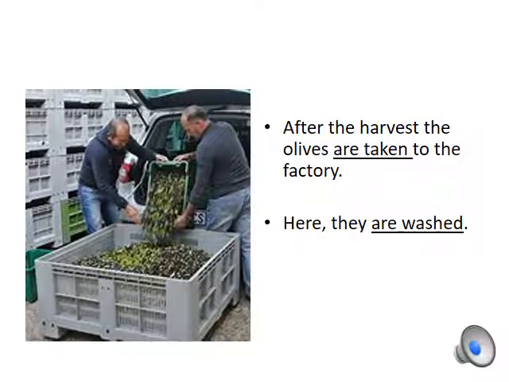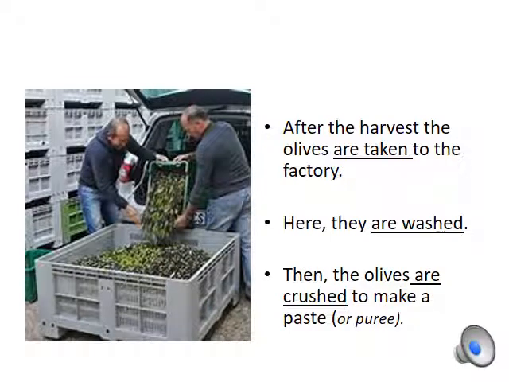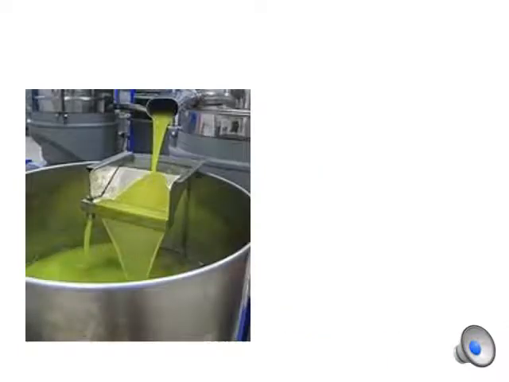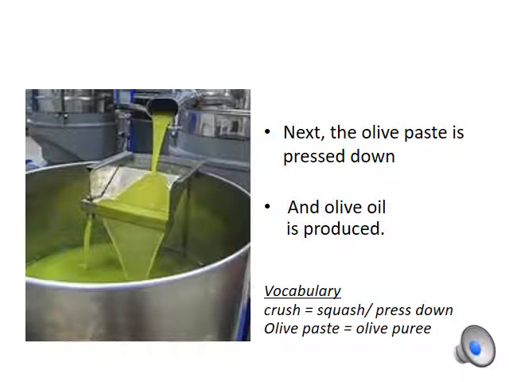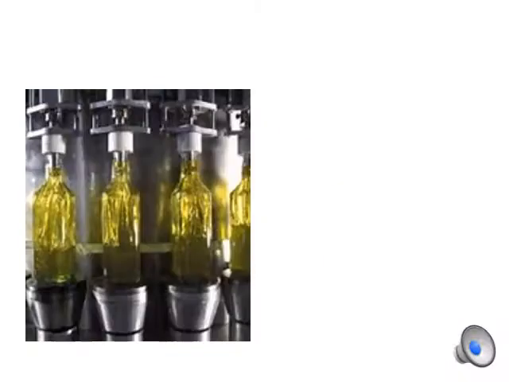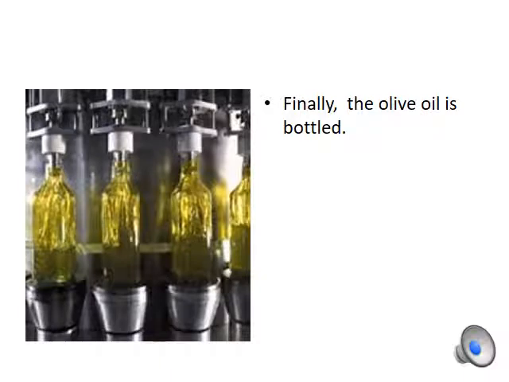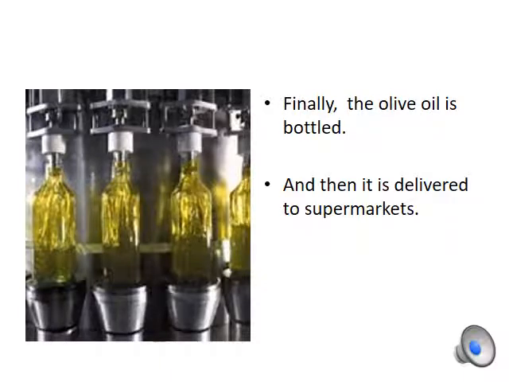Here they are washed. Then the olives are crushed to make a paste or puree. Next, the olive paste is pressed down and olive oil is produced. Finally, the olive oil is bottled and then it is delivered to supermarkets.